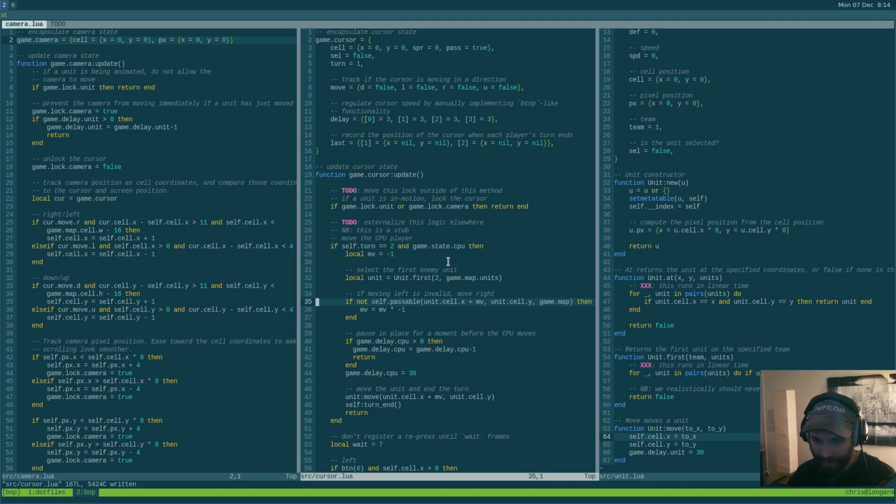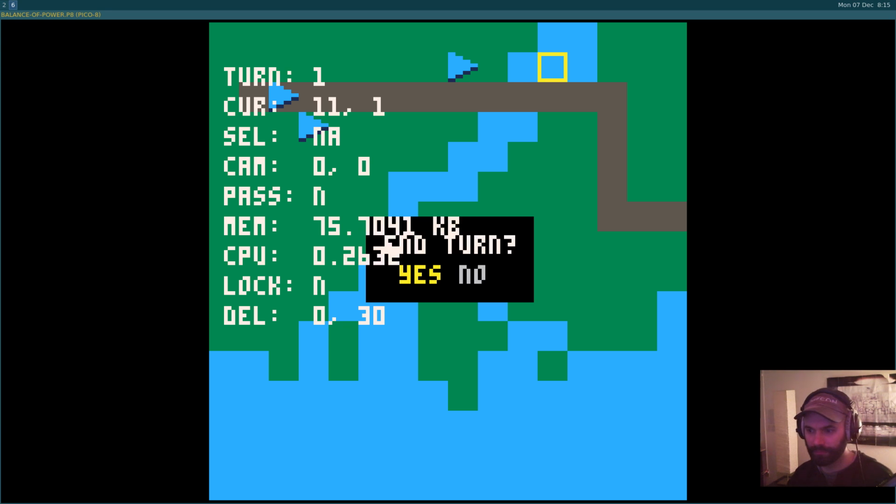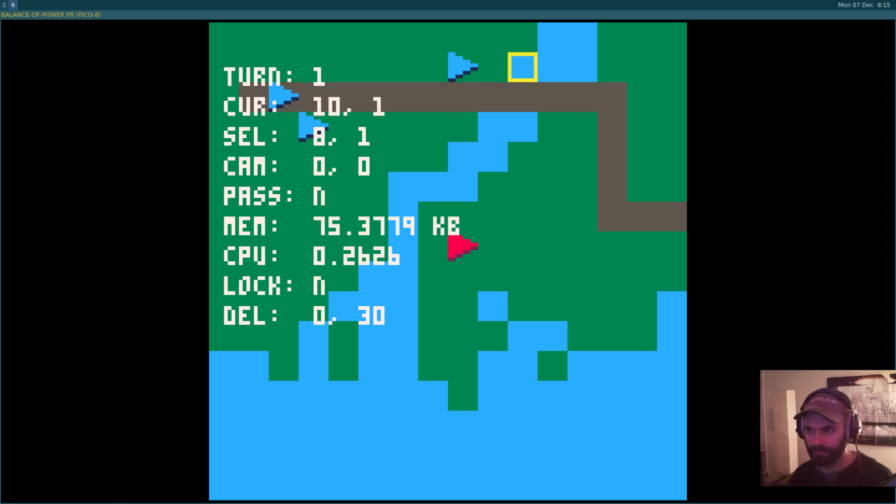I think it's still going to make an illegal move, but I don't know. Let's see what it does. Run it. So I can't put my guy in the water. I can't put my guy on my guy.